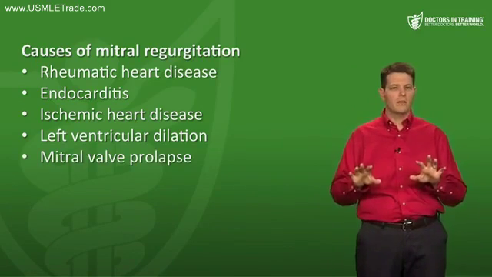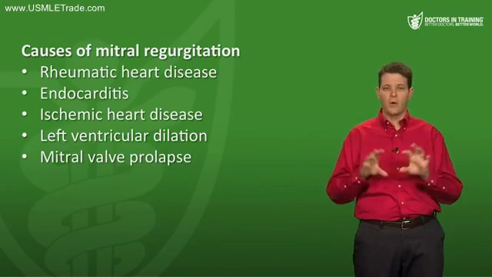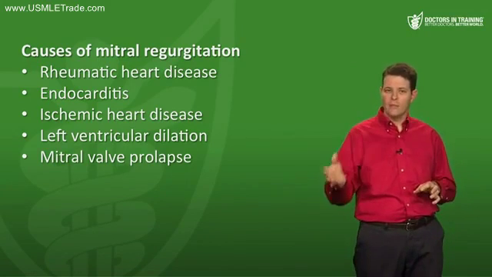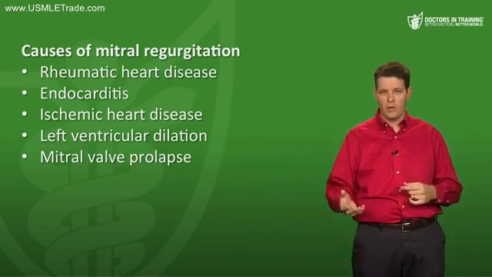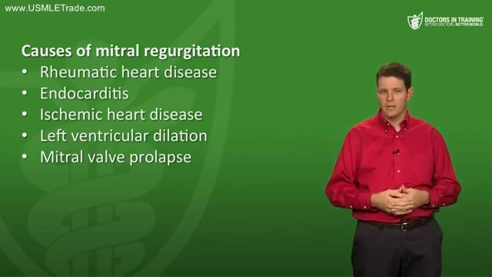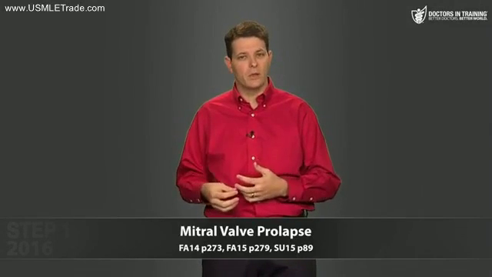Now, I want you to recognize that those two can occur together, but they don't have to. You can have prolapse without regurgitation, or you can have mitral regurgitation without mitral valve prolapse. So don't link them together in your mind. Next up is mitral valve prolapse. It's a very, very common murmur. And even though it's a very common murmur, it isn't usually clinically problematic unless there's mitral regurgitation associated with it.